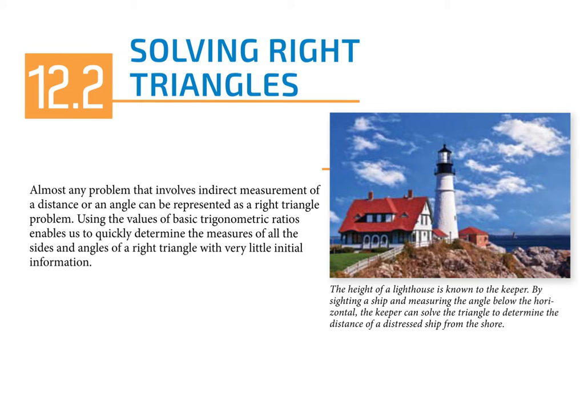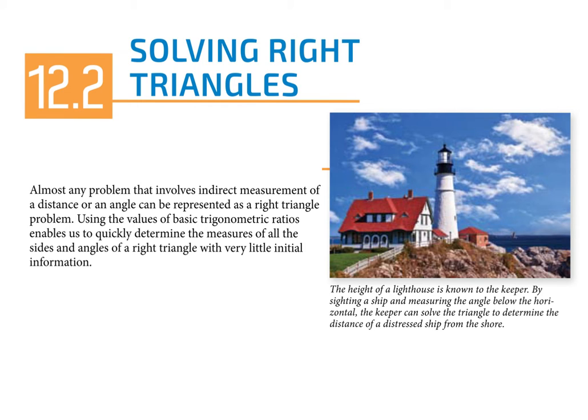And they give us this example of this lighthouse. The height of the lighthouse is known by the keeper. It says by sighting a ship and measuring the angle below the horizontal, the keeper can solve the triangle to determine the distance to the ship. So the height of the lighthouse is a known height, but this person does not know the distance to the ship. If they can measure the angle, so you can use a tool to measure the angle from the horizontal, you can actually create this right triangle here.